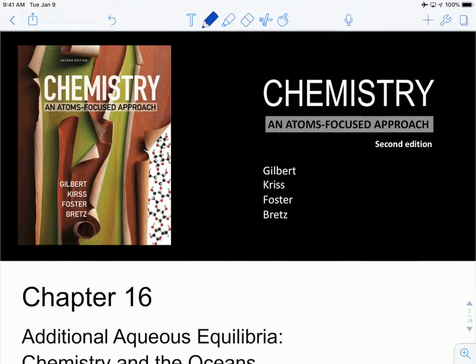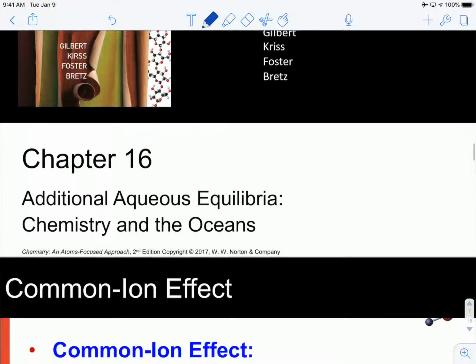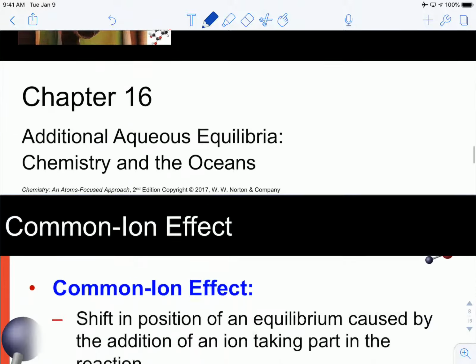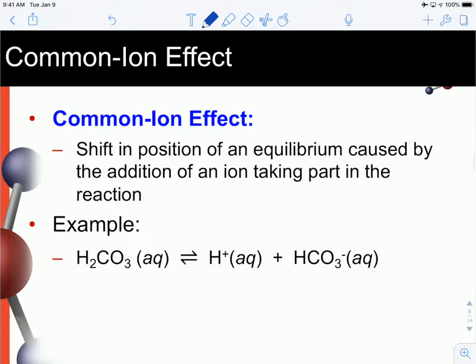All right, that brings us to chapter 16, actually. And a couple topics we're going to cover here. One is the common ion effect. And this simply says a shift in position of an equilibrium caused by the addition of an ion taking part in the reaction. So here's a particular reaction right here.